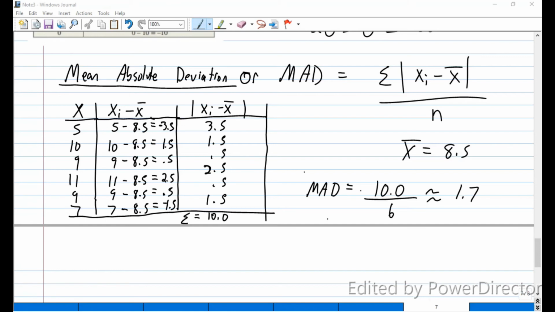So that just means that the mean absolute deviation is not very resistant either. Okay, it's not a resistant term.